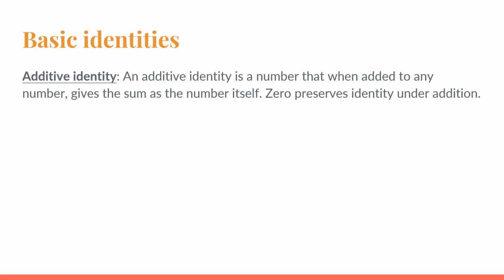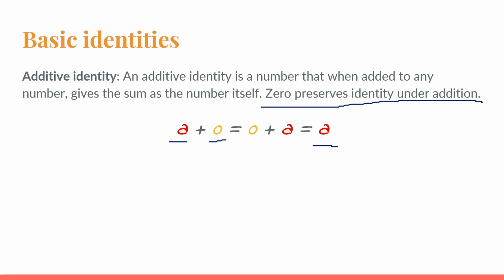An additive identity is a number that when added to any number gives the sum as the number itself. For example, if we have the number a, then if we add 0 to a, that is equivalent to a because 0 preserves identity under addition, which also means that any number, when we add 0 to that number, we get the number itself. That's why 0 is the additive identity. So for example, 2 plus 0 is still equal to 2. Any number plus 0 is the number itself.